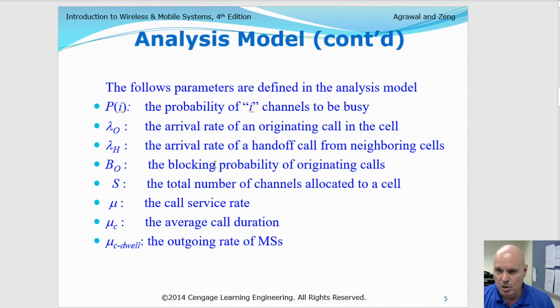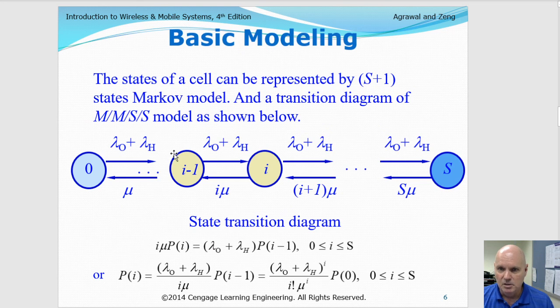And then B0 is the blocking probability of originating calls. That'll be one of the parameters we're interested in, as well as BH, the blocking probability of a handoff call. You'll see in our first model that B0 and BH are equal, that if all of our channels are in use, any originating calls or any handoff calls will be blocked. Okay, so here's a state transition diagram.